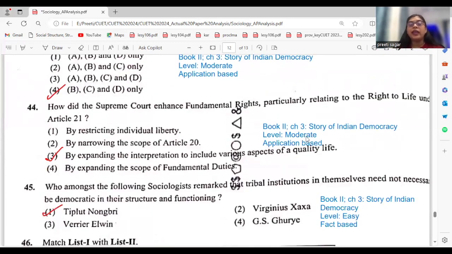How did the Supreme Court enhance fundamental rights, particularly related to the right to life under Article 21? So they did it by expanding the scope of interpretation to include various aspects of quality of life. So option 3 is the right answer.